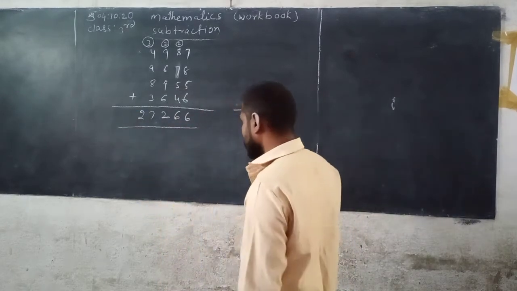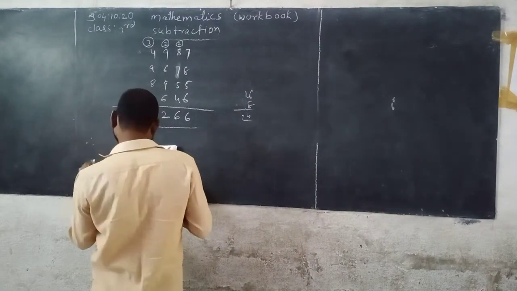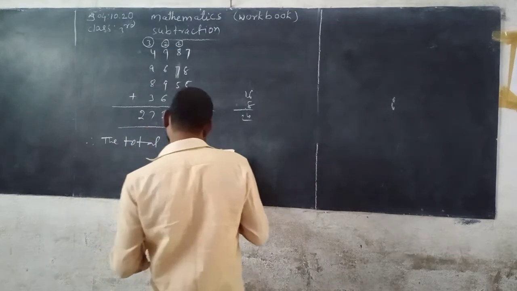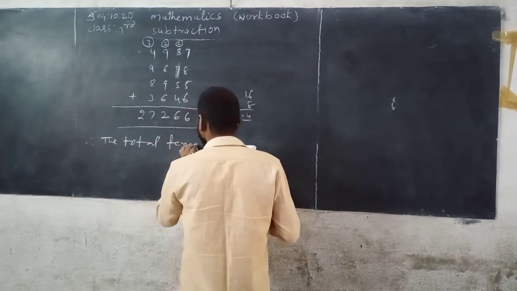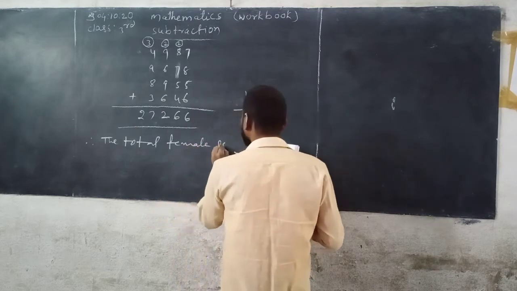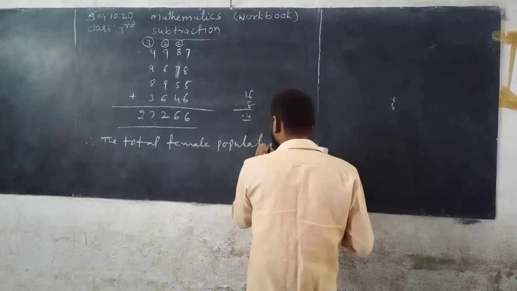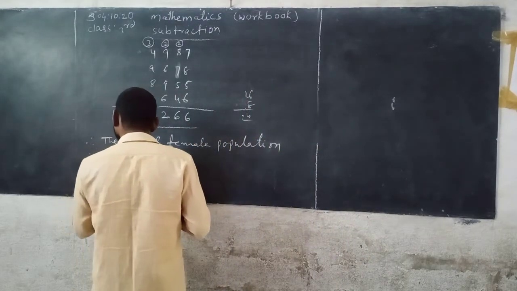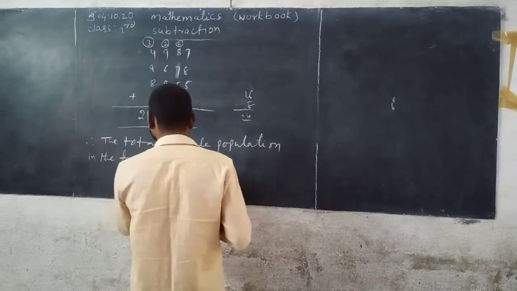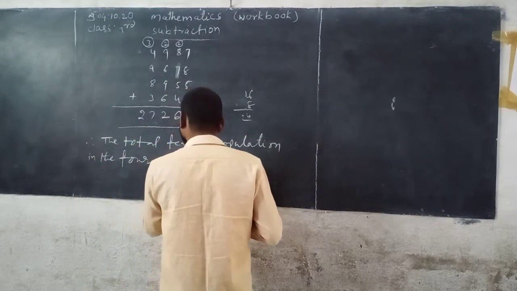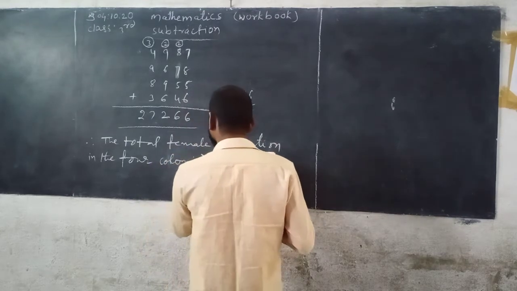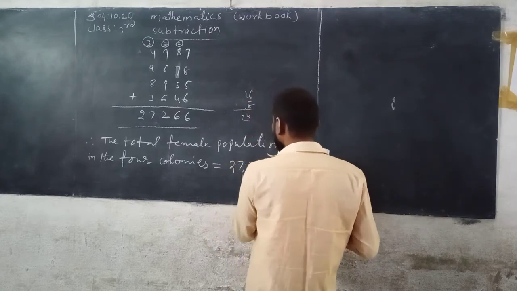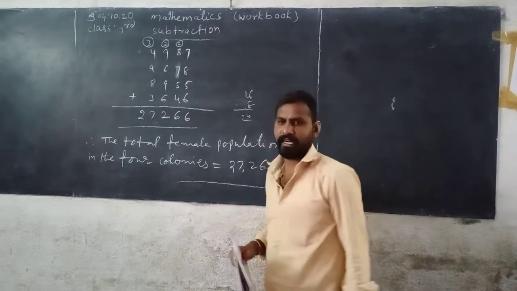So therefore the total female population in the 4 colonies is 27,266. Write down everybody.